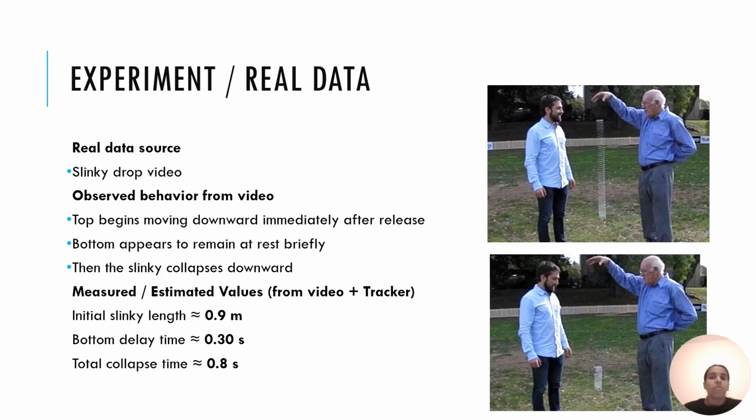The real data comes from a Slinky drop video. In the video, the top begins moving immediately after release, while the bottom appears to remain at rest briefly before the Slinky collapses downward. From the video, the initial stretch length of the Slinky is about 0.9 meters. The bottom remains nearly stationary for approximately 0.3 seconds before it begins to move, and the full collapse of the Slinky occurs over about 0.8 seconds. These values help quantify the delay and provide a reference for comparing the model's behavior.